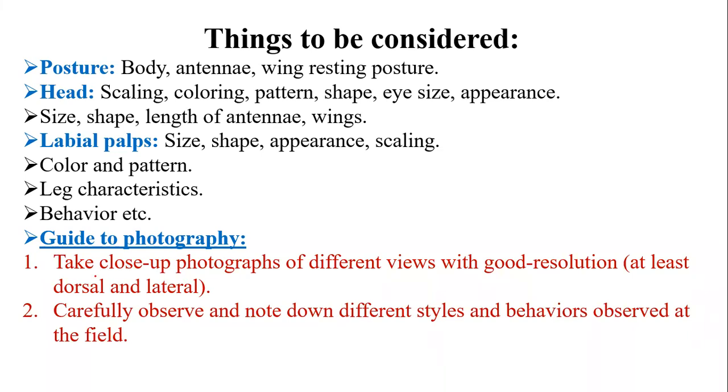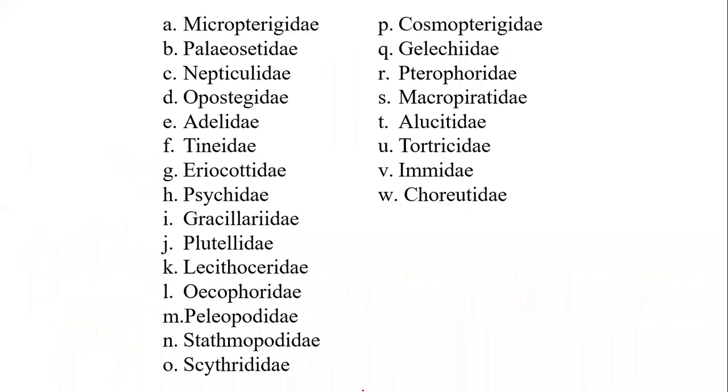Whenever you take photographs, please try to take close-up photographs of different views with good resolution, at least dorsal and lateral images. And secondly, carefully observe and note down different styles and behaviors observed in the field, because many moth groups show twirling behavior, some are erratic in flying, etc. Those behaviors can aid in identifying them at least up to family or subfamily level.